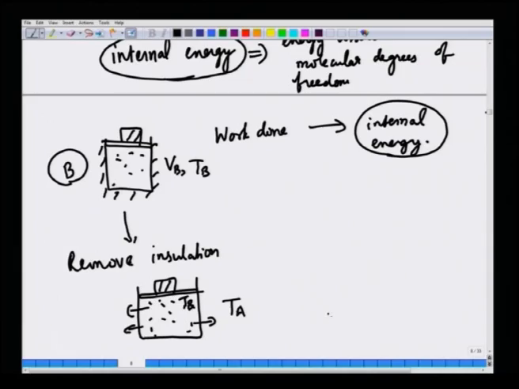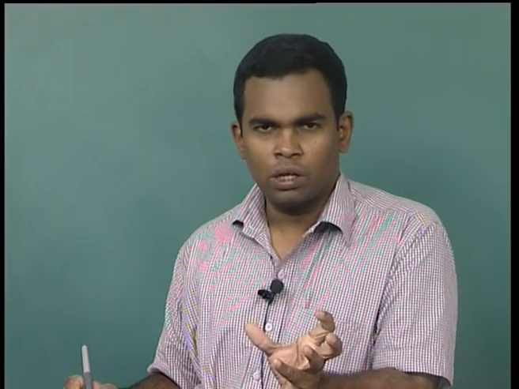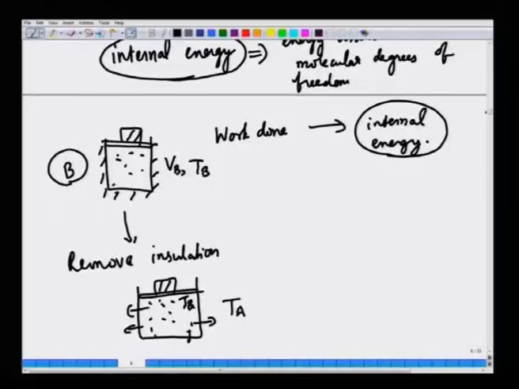We know from experience that whenever you have a hot body present in a cold atmosphere, the hot body will eventually cool down, and there is a transfer of energy, that is heat transfer, that happens from the hot body to the cold body. That is what will happen, and eventually you will have the system with temperature Ta, because it has lost all the energy to the surroundings, but volume is still Vb.